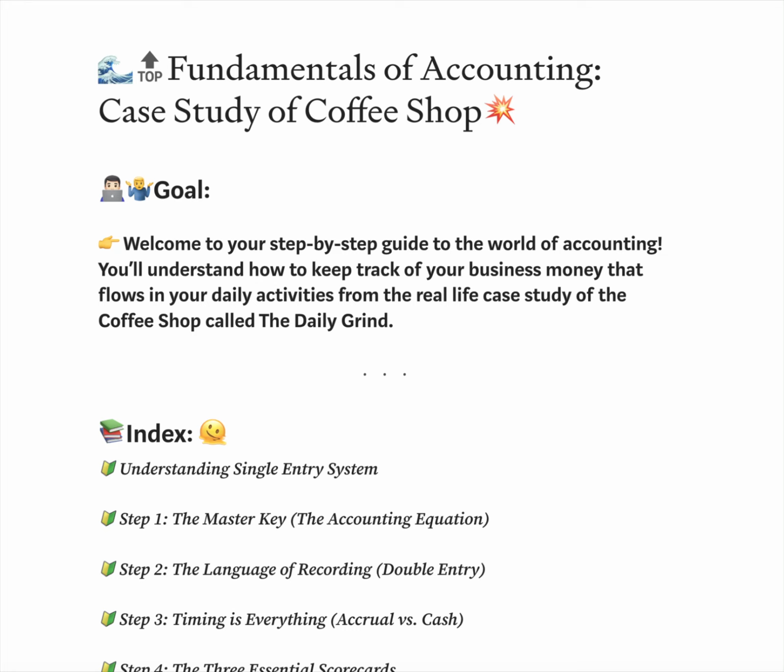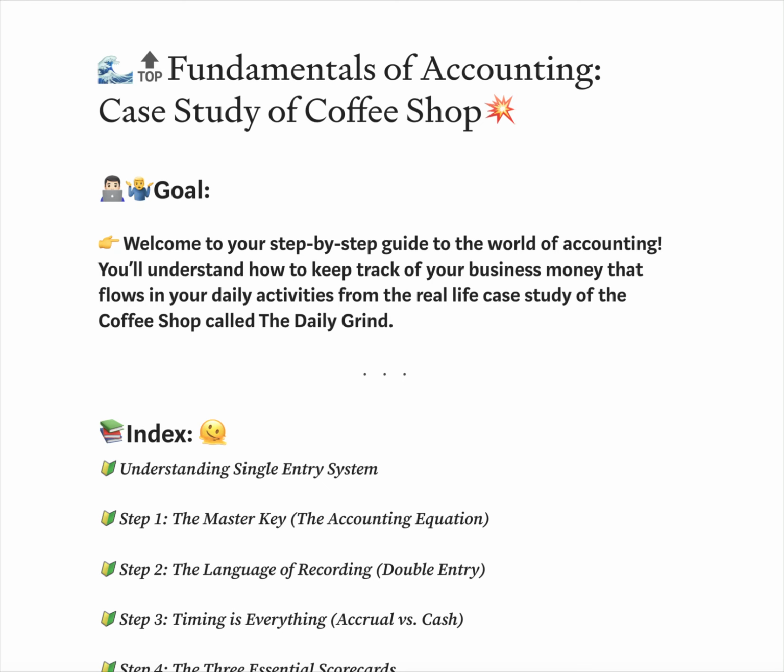Here in this fundamentals of accounting tutorial, I have a case study of a small coffee shop, and I will try to give you a step-by-step guide to the world of accounting, going through this case study and this coffee shop, and how it maintains its daily activities. And we will try to learn all the fundamentals of accounting.